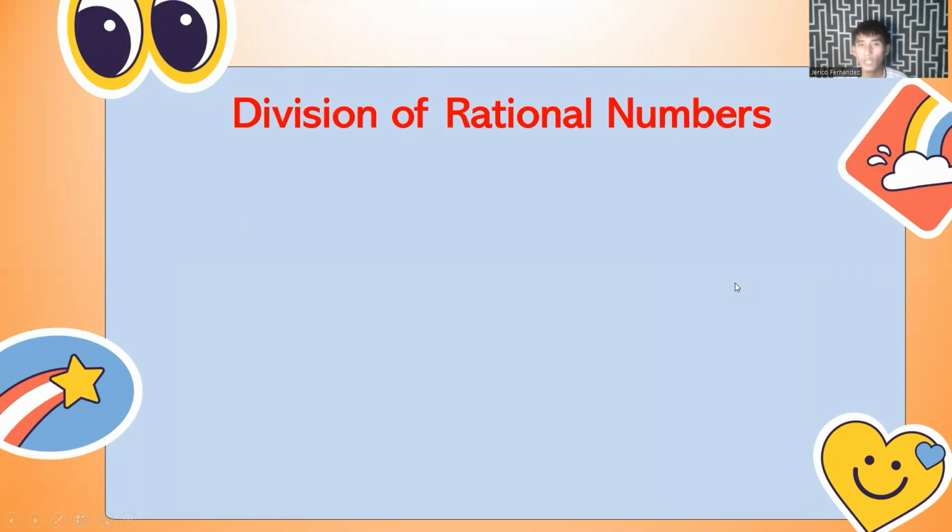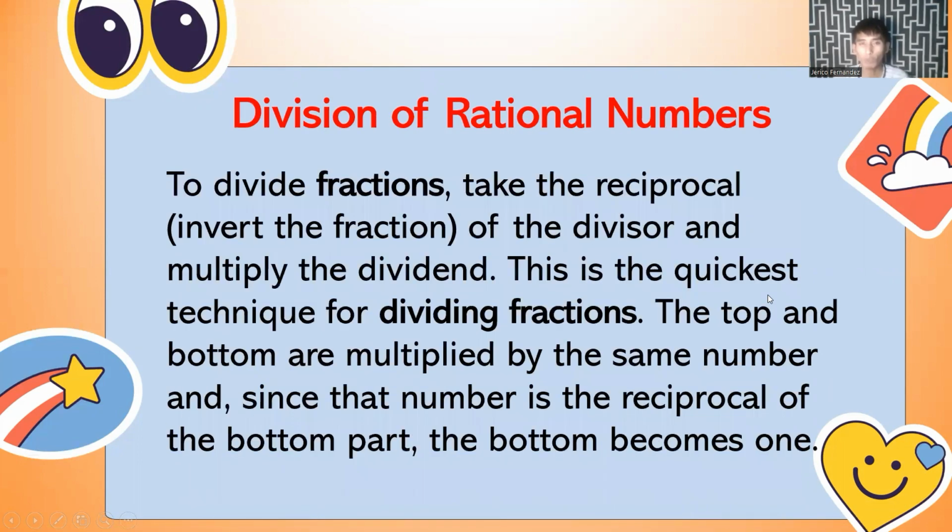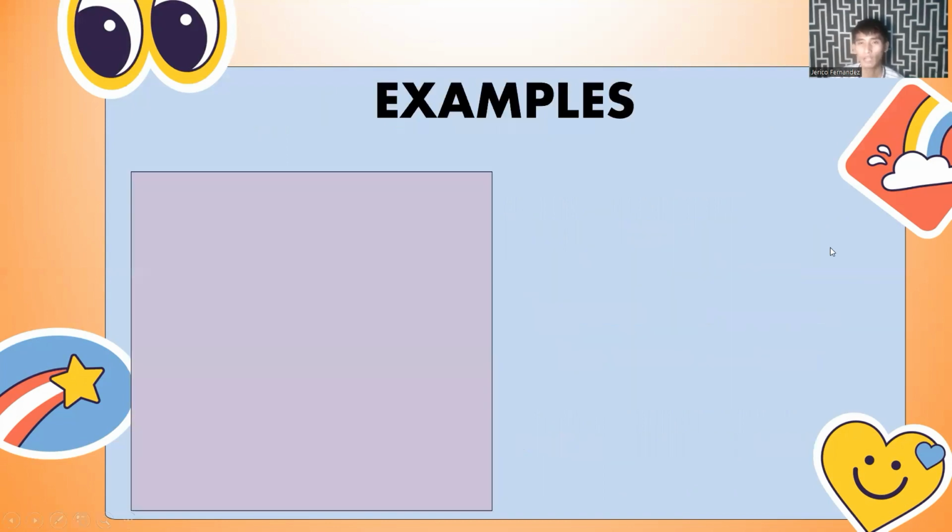We also have division of rational numbers. So, to divide fractions, first thing to do is to take the reciprocal or invert the fraction of the divisor. Okay, ang divisor natin yung pangalawa. And multiply the dividend, yung nauuna. This is the quickest technique. Mas complicated lang yung iba. So, kapag division of fractions, get the reciprocal of the divisor or nung pangalawa, and then proceed to multiplication of fractions.